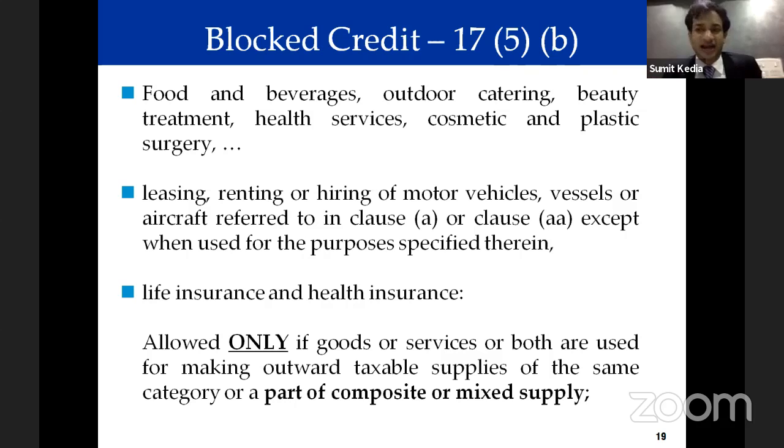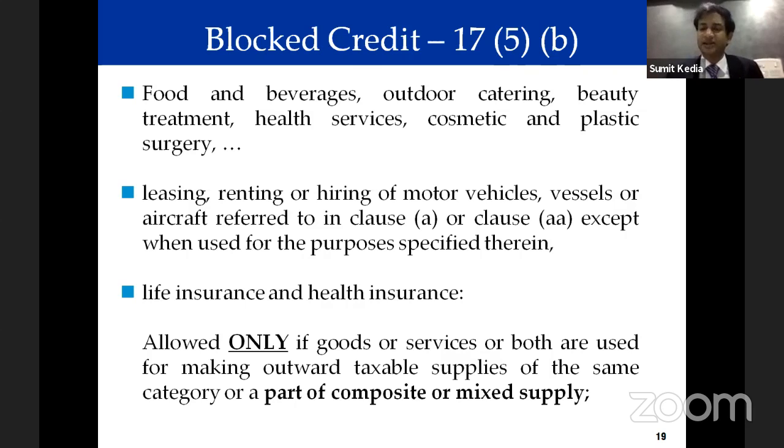Next, beauty treatment, ITC is not allowed. Let's say, for example, any company that arranges beauty treatment for their employees, maybe they're into advertisement services or some specific industry where they need beauty treatment services for their female employees. ITC is specifically blocked. Health service, ITC is blocked.